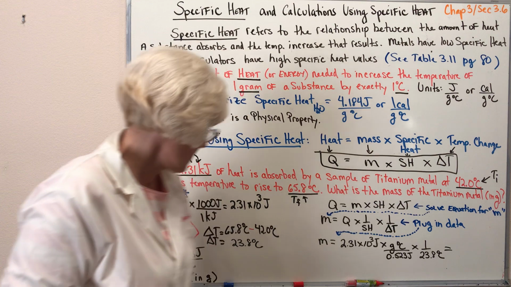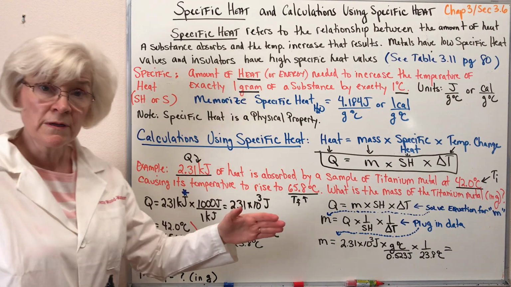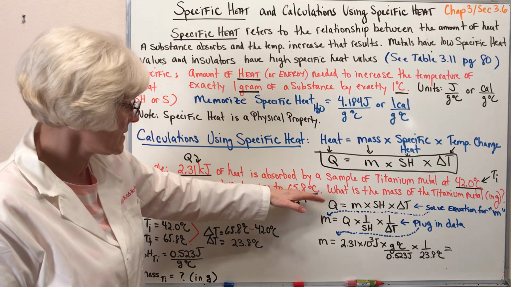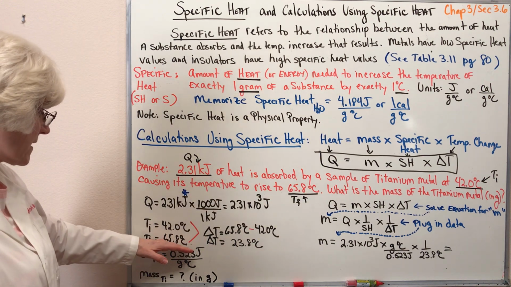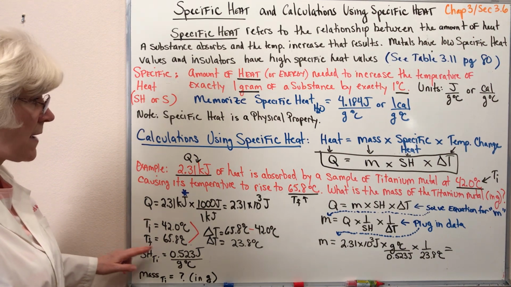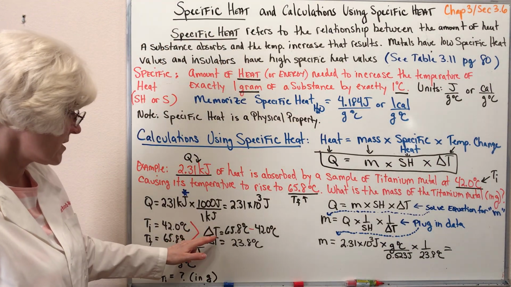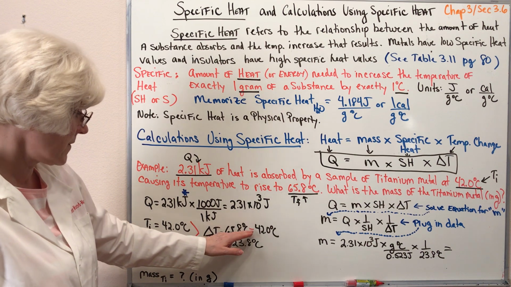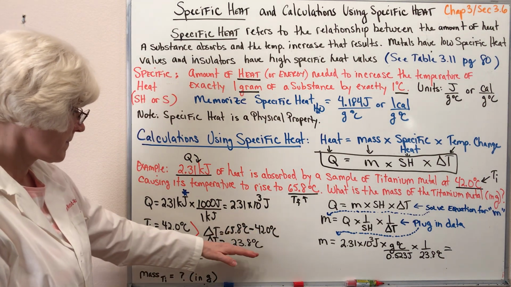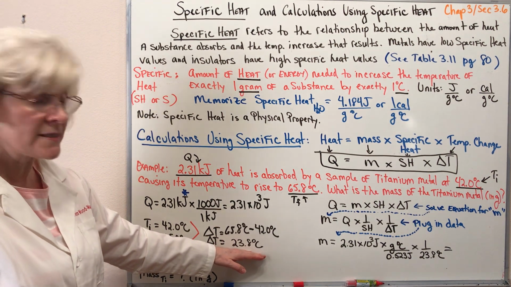The titanium metal was initially at 42 degrees Celsius. So as I've labeled here, that's our beginning or initial temperature. When a substance absorbs heat, its temperature increases. So its temperature rises to 65.8 degrees Celsius. That's the final temperature. And knowing the initial and final temperatures, we can calculate our temperature change. So our change in temperature is our final temperature minus the initial temperature, and we calculate a delta T of 23.8 degrees Celsius.